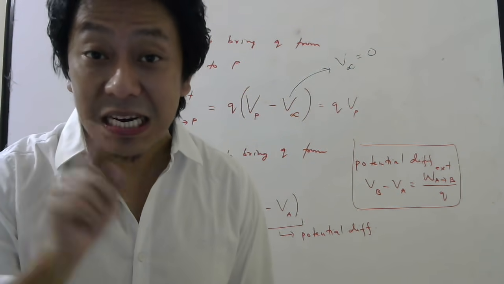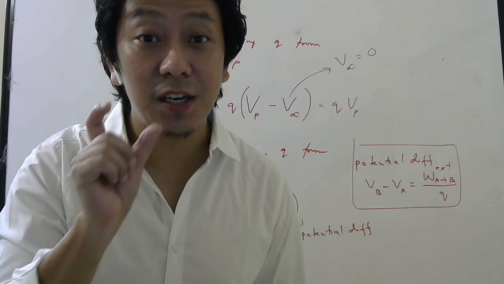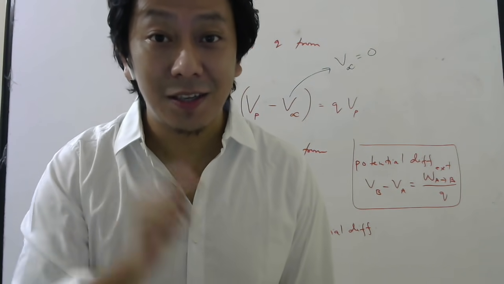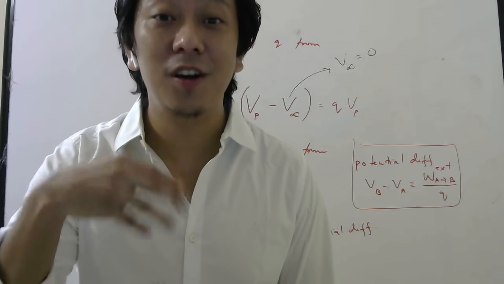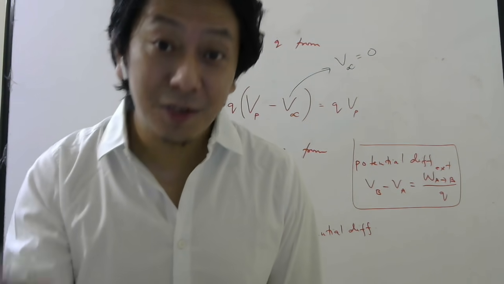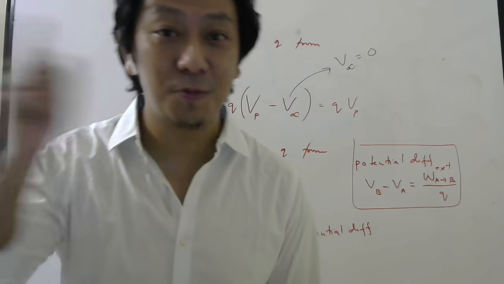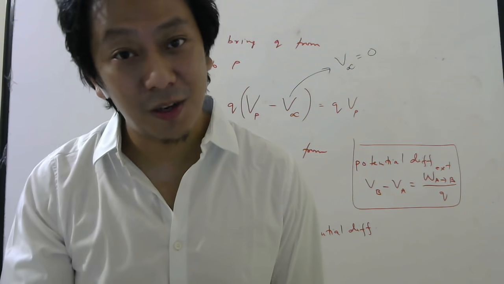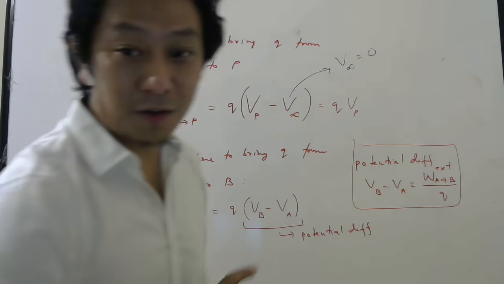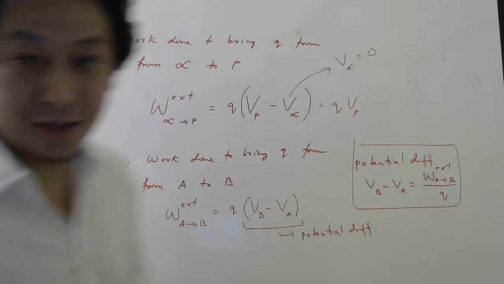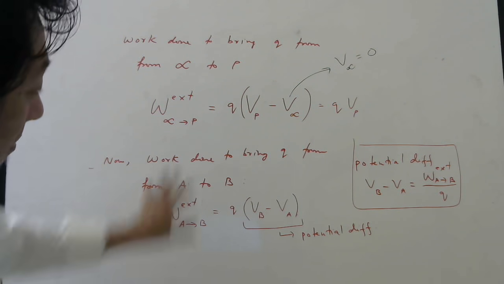But if instead of potential at a point, I ask potential difference between 2 points, then what will you say? Work done to bring 1 coulomb charge or unit charge from A to B, from one point to another point. Don't say from infinity to P, say from one point to another point. So this is work done from A to B, not from infinity to B. Is it clear or not, all of you? Okay. So remember these formulas.